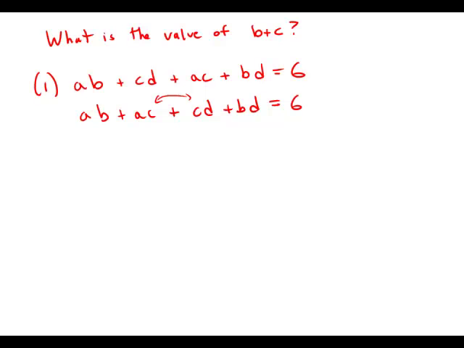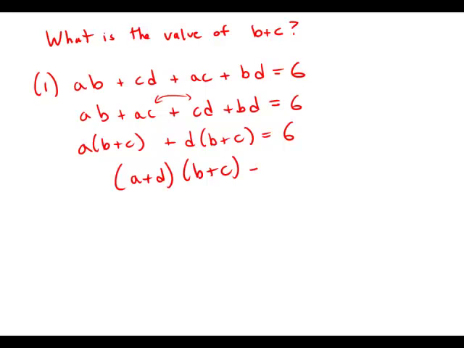In the first two terms, I'm going to factor out a factor of A. In the second two terms, I'm going to factor out a factor of D. And it turns out that what I factor out in both cases is BC. So now what I'm going to do, this is even trickier, I'm going to factor out a factor of B plus C. And what I'm left with is A plus D.